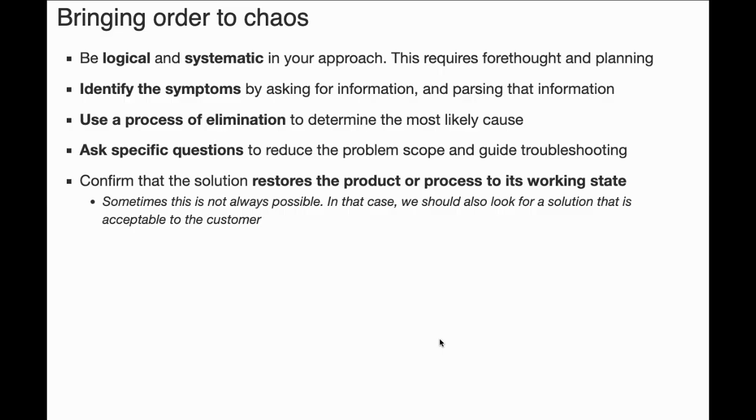Use a process of elimination to determine the most likely cause. Eliminating potential causes or factors saves time and ensures the investigation is productive. Ask specific questions to reduce the problem scope in troubleshooting. A smaller problem is an easier problem to grasp and solve. Confirm that the solution restores a product or process to its working state. Sometimes this is not always possible. In that case, we should always look for a solution that is acceptable to the customer.